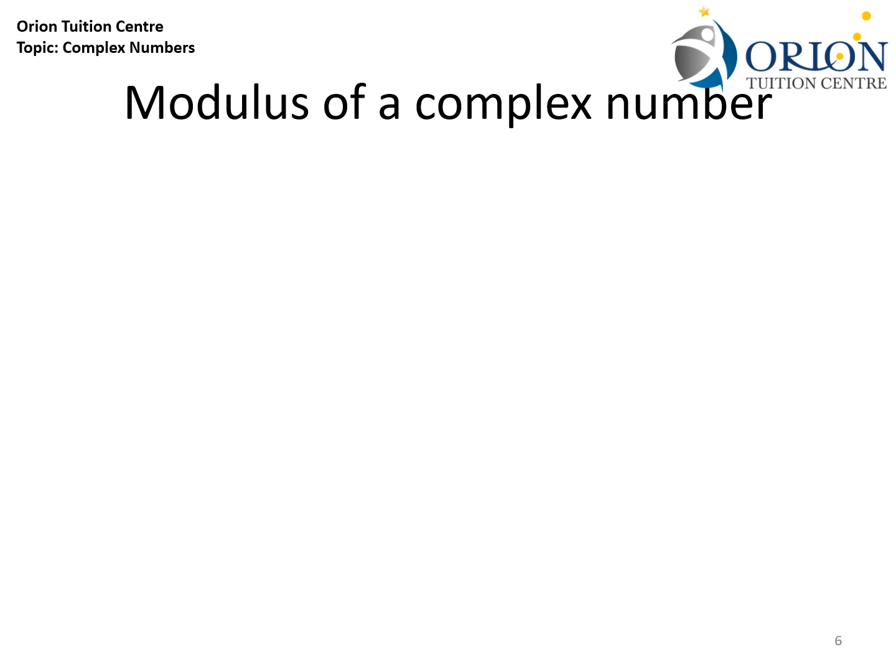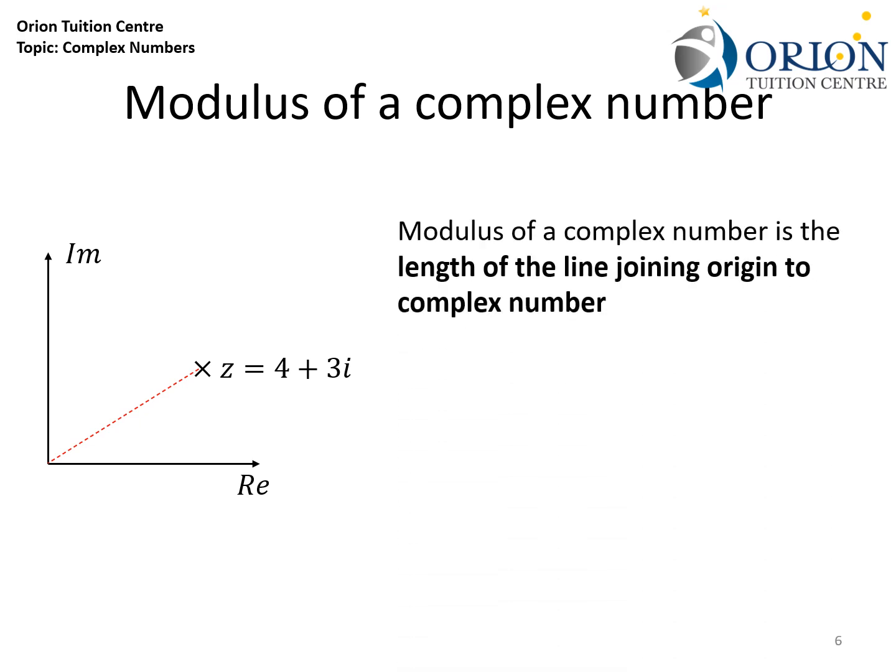Other than using the real and imaginary components to describe the position of a complex number in the Argand diagram, we can also describe it using the modulus and argument of the complex number. For a complex number z, we can draw a line to join it to the origin. The length of this line is called the modulus of the complex number. It is usually denoted by either |z| or simply r.